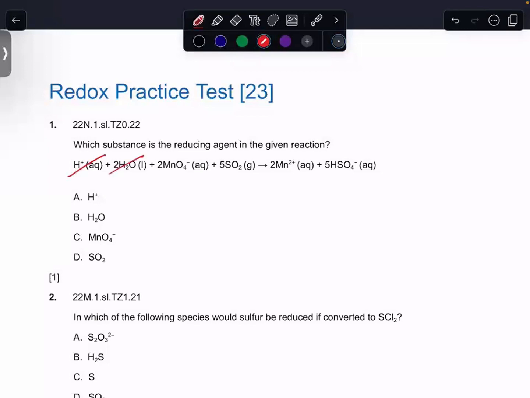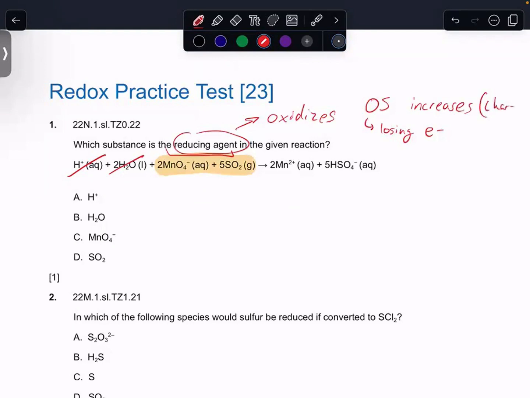Cool. So that leaves us with, and again, it's asking a reducing agent. So we're looking at the reactant side. Usually we're always looking at the reactant side. So we're looking at these things right here, MnO4 minus and SO2. So the reducing agent is going to be the thing that oxidizes. When we say oxidizes, what we mean is the oxidation state increases. In other words, we are losing electrons. Because oxidation state is kind of like charge, and if we lose electrons, we get more positive.